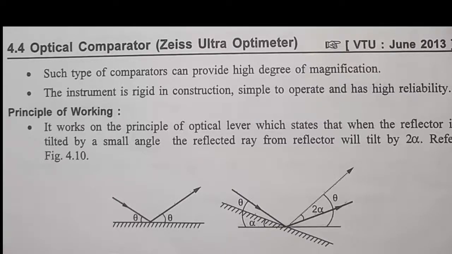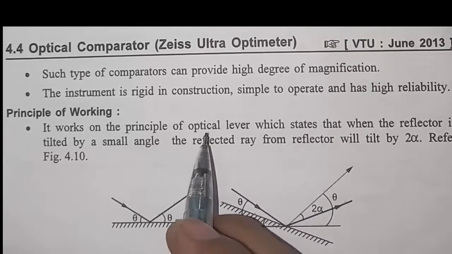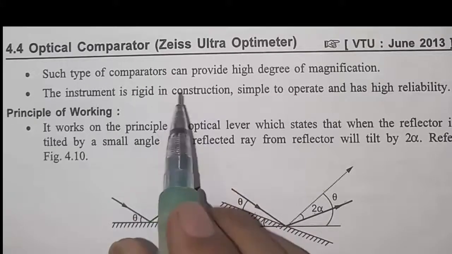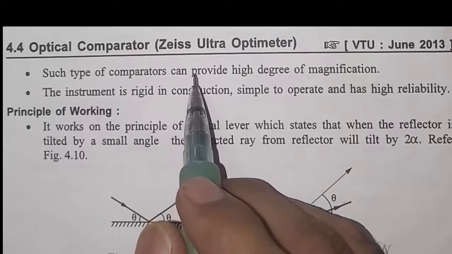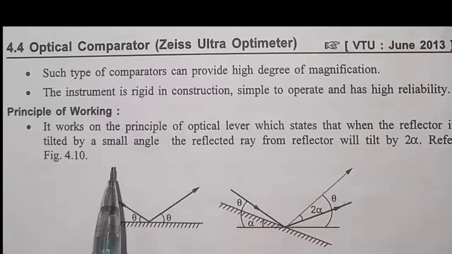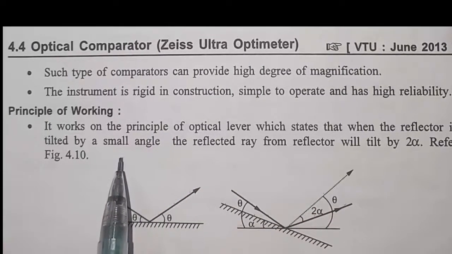Our today's topic is optical comparator. So this is very simple in construction and has high reliability, and it is mostly used for a high degree of magnification. So let us see the principle of working.